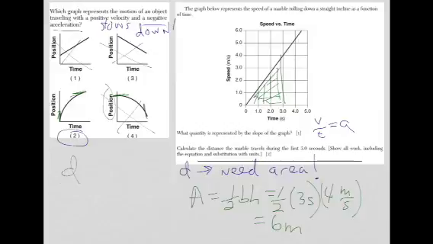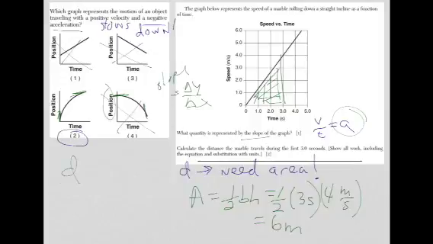If we take a look at the graph to the right, we have speed versus time. With a v versus t graph, the slope always represents a, which is acceleration. So that's what it's asking for, what quantity is represented by the slope. Now, if you were asked to calculate the slope, it's always the change in y over the change in x.